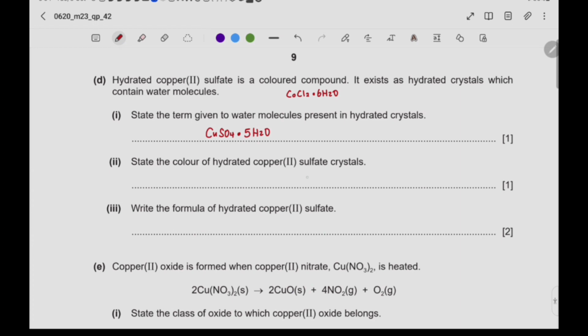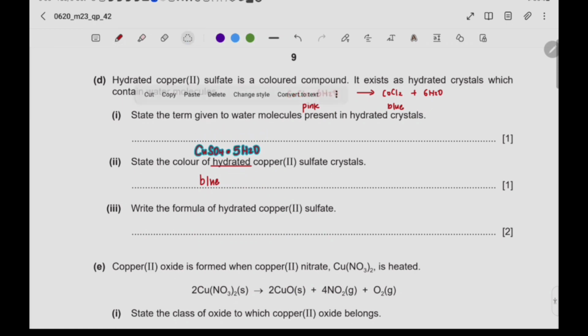So for the hydrated copper sulfate, when they are dry, they are white. When they are wet, they are blue. While for cobalt chloride, when they are dry, they are blue, and when they are wet, they are pink. So I write for you, plus 6H2O. So this is blue when they are dry. So if they ask for the hydrated formula, it should be written here.